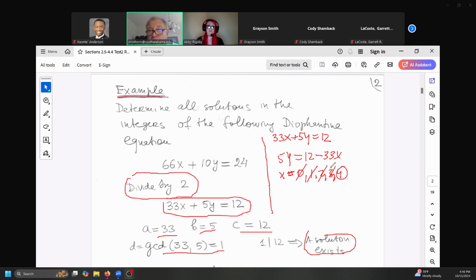Okay. So what do we get? 5y equals 12 minus 33 times 4. 33 times 4 is 132. 12 minus 132, 5y equals negative 120. Y equals, you need a calculator for the test. Y equals negative 24. Okay, this is y, and x equals 4. Right answer.